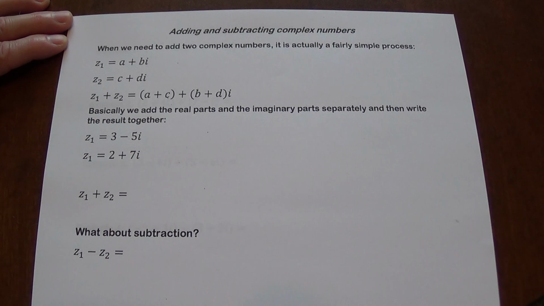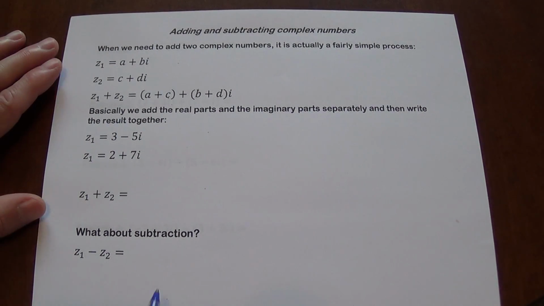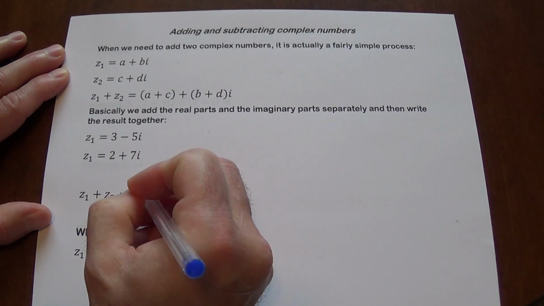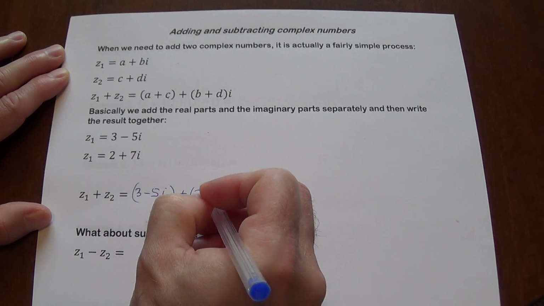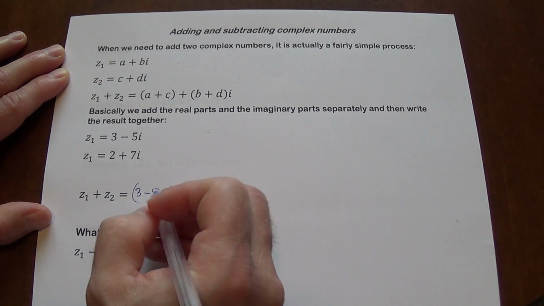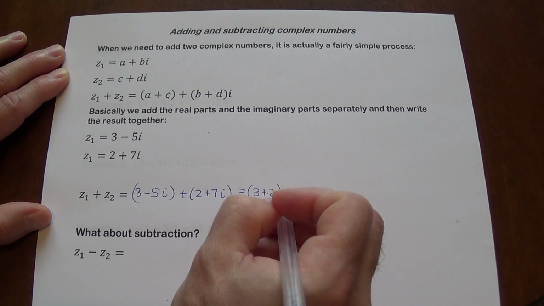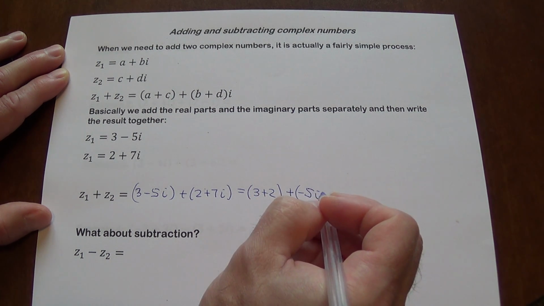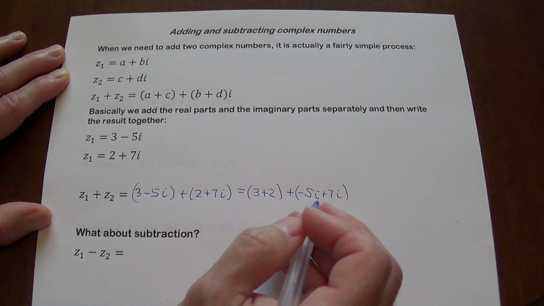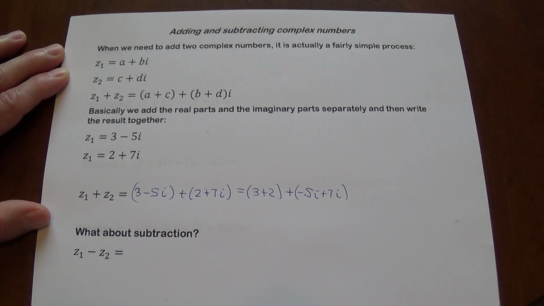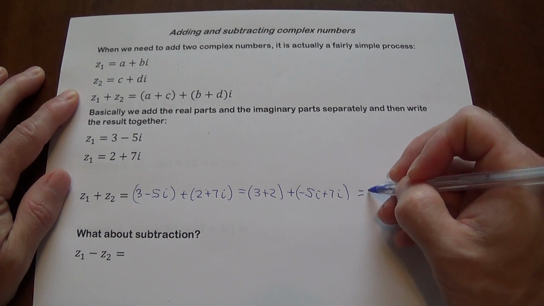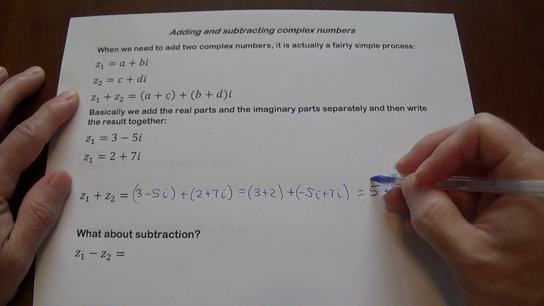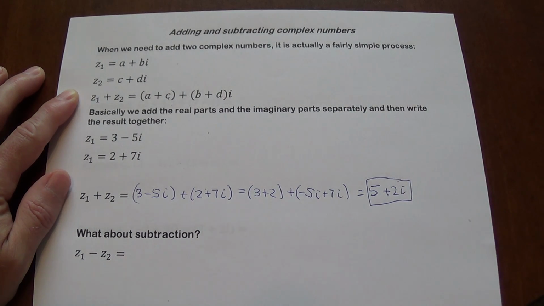These will contain i. Alright, so let's try this. So I have 3 minus 5i, and then we're going to add it with 2 plus 7i. So what I'm doing is I'm adding 3 plus 2 together, and then I'm going to do negative 5i plus 7i. You treat this the same way, it's kind of like adding like terms. And what are we going to get? We're going to get 5 here, and then plus 2i. That is the answer.